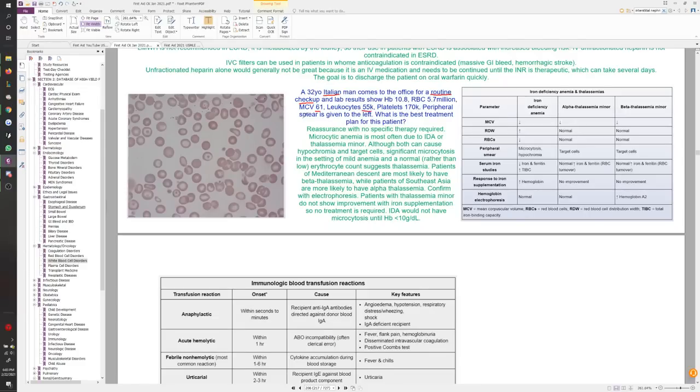Platelets are normal. Peripheral smear is given to the left, so this is the smear they gave. Looking at it, we see some red blood cells that look like this, which is literally a balloon. But then there are some that look like this, which looks weird because this is not what you expect, right? This one here looks more like a target. You're supposed to have central pallor. The most ideal looking red blood cell is this guy here. This guy looks pretty good. This guy here is a target. This guy here is spherical.